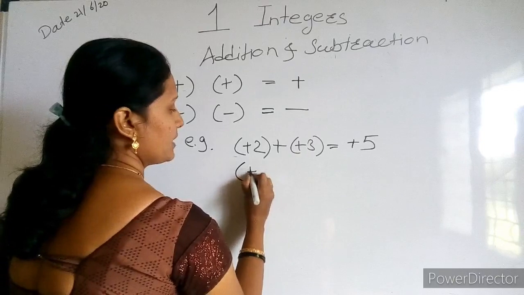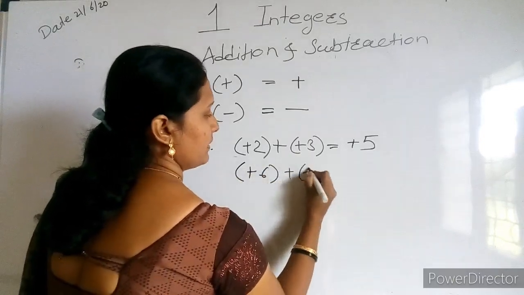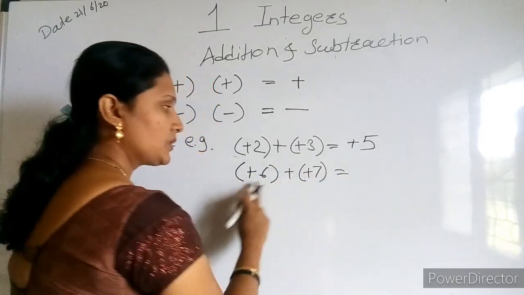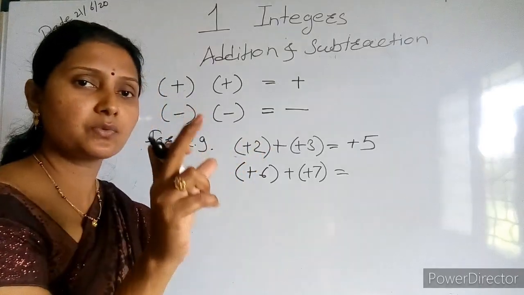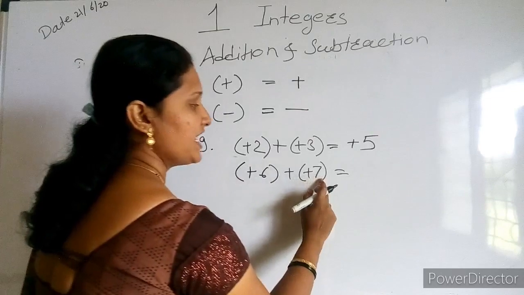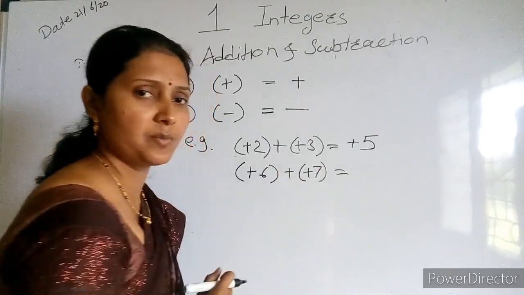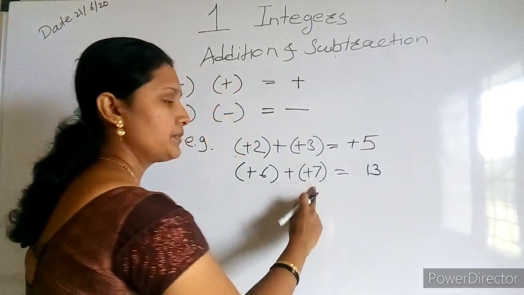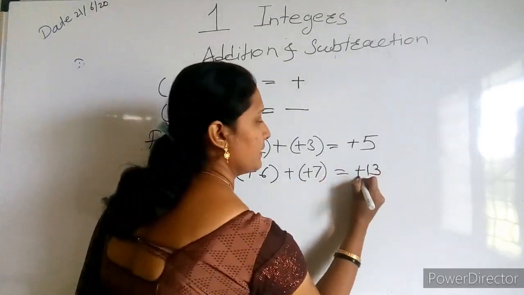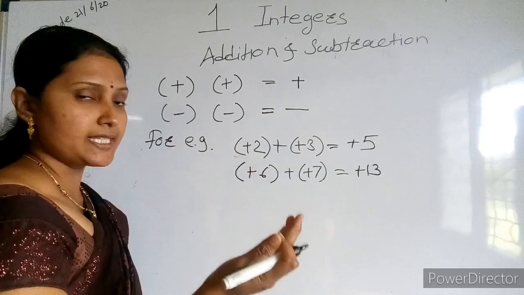Similarly, if it is plus 6 and plus 7, both are again positive integers, so we do the same. First we do the addition. 6 plus 7 comes to 13, and we assign the plus sign.